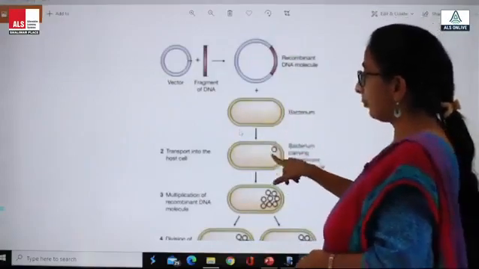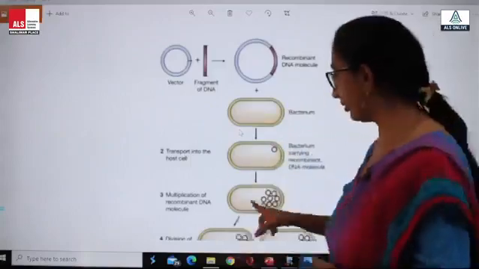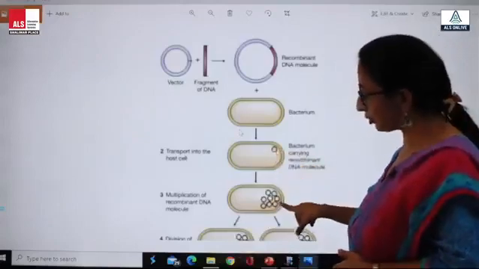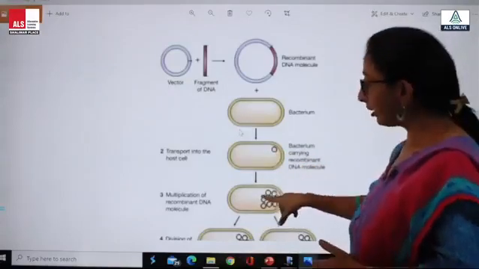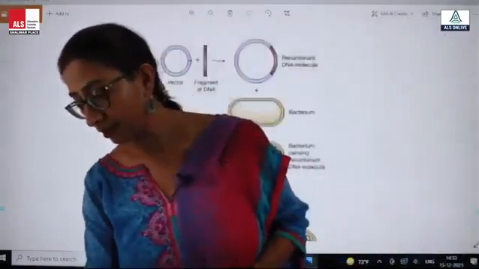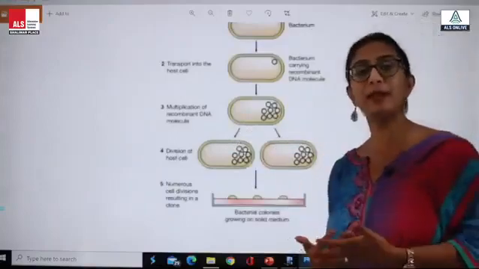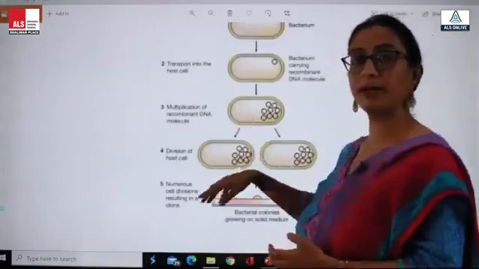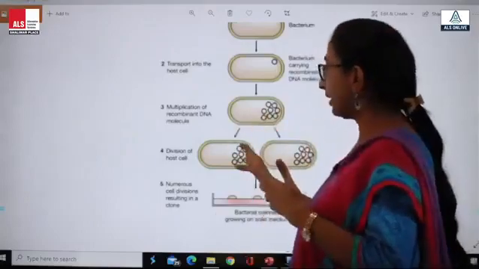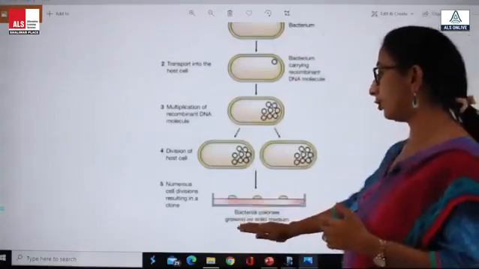After the recombinant DNA molecule enters the bacterium, it starts multiplying. It starts producing several copies of itself. Here you can see it is producing several copies of itself. So from one recombinant DNA molecule, several copies are produced. Got it? Further, the bacteria also keep multiplying. As the bacteria multiply in number, the plasmid within also keeps multiplying. Simultaneously, the bacterium keeps dividing again and again, and several bacterial colonies are grown.